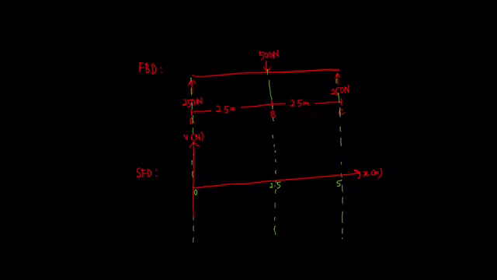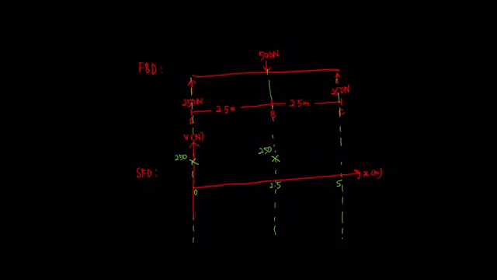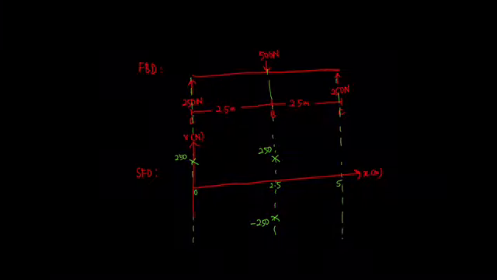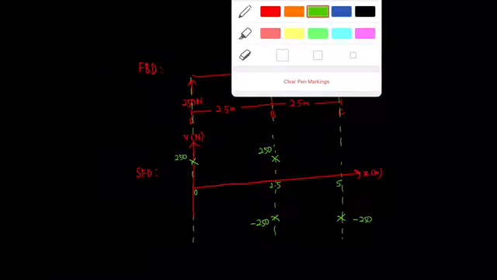When x is equal to 0, your V is equal to 250. When x is equal to 2.5, you have 250. When x is equal to 2.5 for segment BC, you have negative 250. Then when x is equal to 5, you have negative 250.